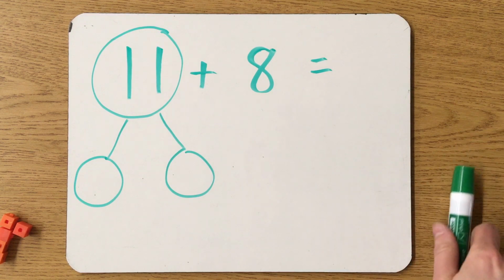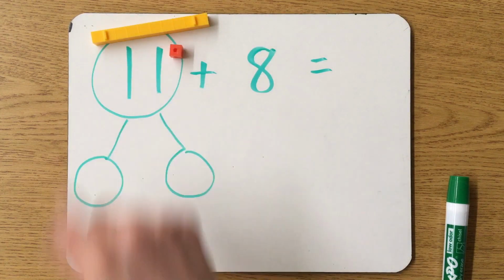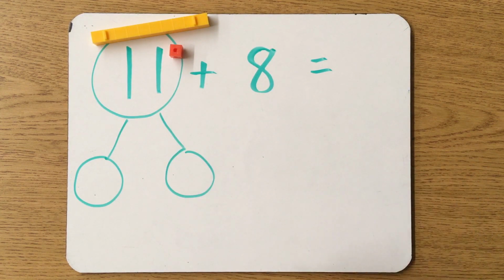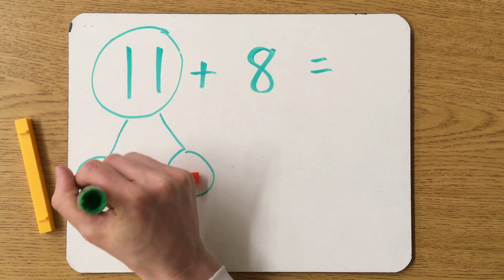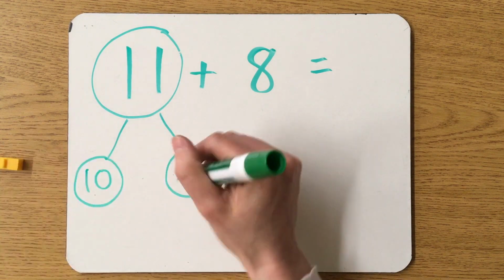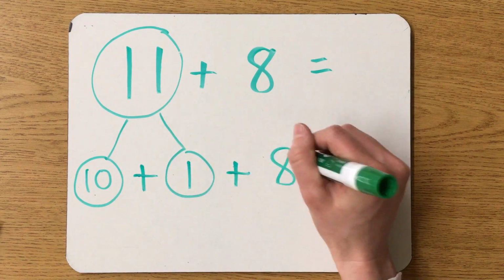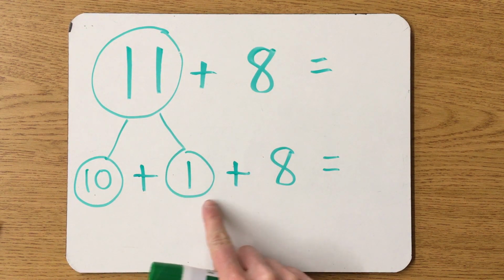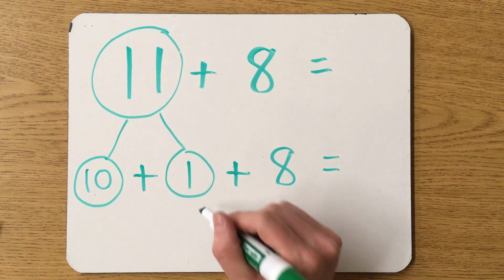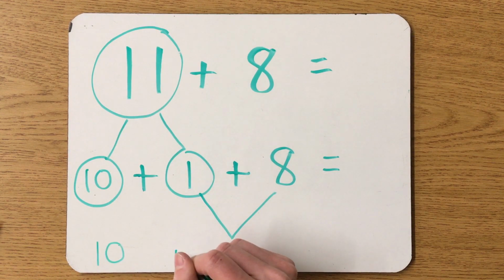Let's think about the number 11. The number 11 has one group of 10 and 1 one. If we break it into its parts, we can write the number 11 as 10 and 1. Our question can be made easier by doing this. Instead of writing 11 plus 8, we can think about 10 plus 1 plus 8. Now, let's combine the 1 and the 8. When we do this, we get 9. Our new question is 10 plus 9.